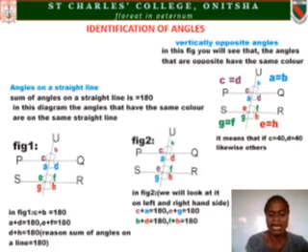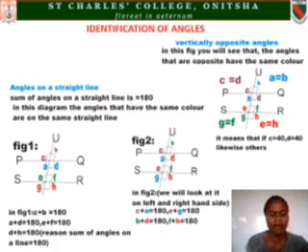It means that if angle C is equal to 40 degrees, angle D will also be 40 degrees. Likewise others. Angles on a straight line. The sum of angles on a straight line is equal to 180. In this diagram, the angles that have the same color are on a straight line.